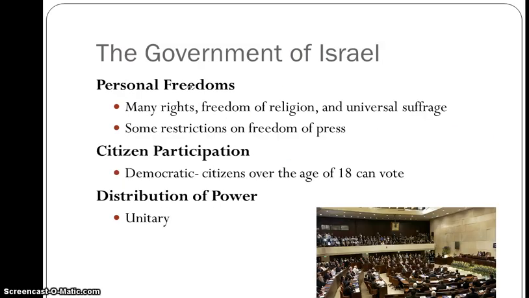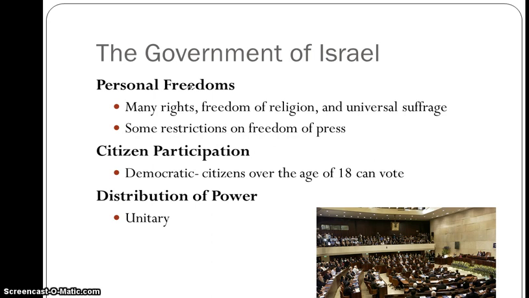The government of Israel, as far as personal freedoms go, they have many rights very similar to the United States. They have freedom of religion. They have universal suffrage, which just means everyone can vote. You have to, of course, be of a certain age. Some restrictions of the press. That's because of the conflicts between the Israelis and the Palestinians. So there is some squashing of some things that happen in the press between the two. But for the most part, if you went to Israel, you would think almost you were in the United States as far as personal freedoms go.